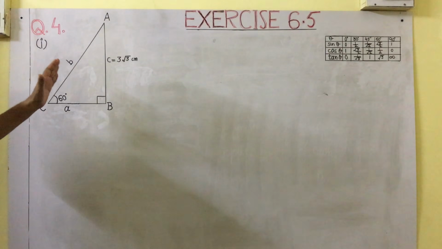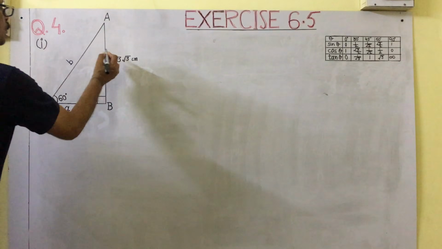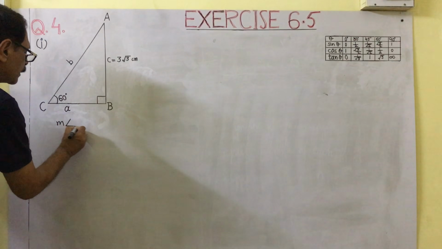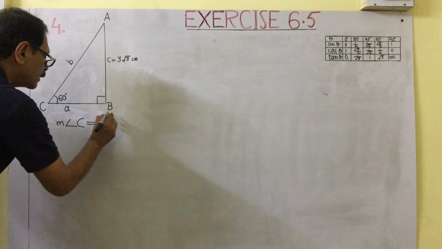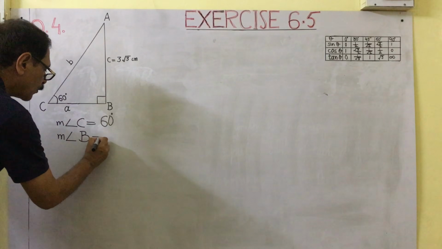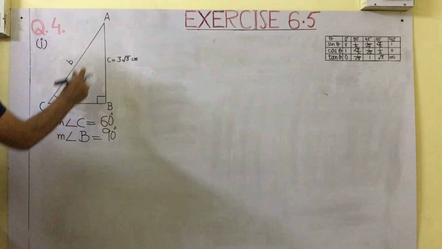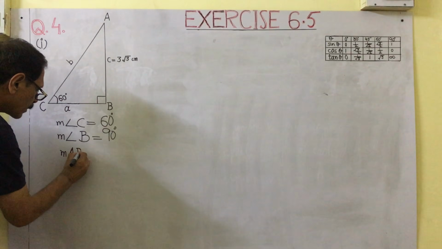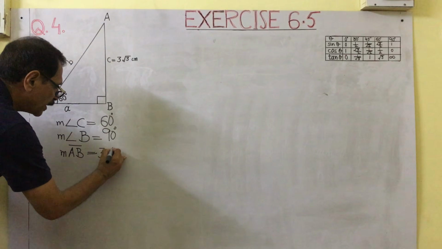To solve the triangle means to find the values of the unknowns. What are unknowns? First of all, we list the given values. Angle C is equal to 60 degrees. Angle B is equal to 90 degrees. Side AB is equal to 3 into square root of 3 centimeters.